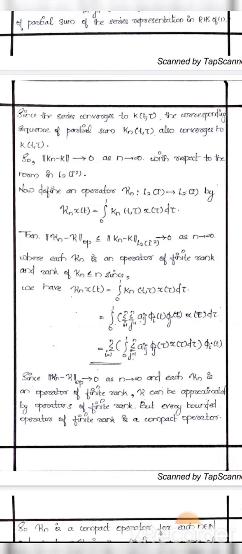Okay. So we can just look at the proof that script K_n is an operator of finite rank. So we know that script K_n h of t is equal to integral 0 to 1 of k_n of t comma tau h of tau d tau, right? And we already got the representation for k_n of t comma tau, right? So we are substituting that. So we get integral 0 to 1 summation over i equal to 1 to n, summation over j equal to 1 to n, a_ij phi_i of t into phi_j of tau into h of tau d tau.